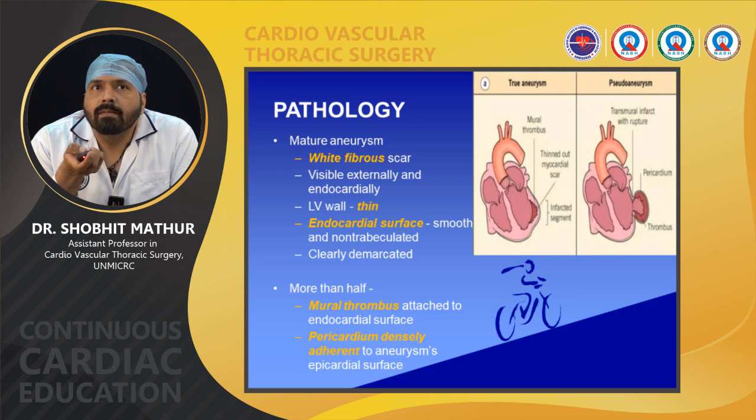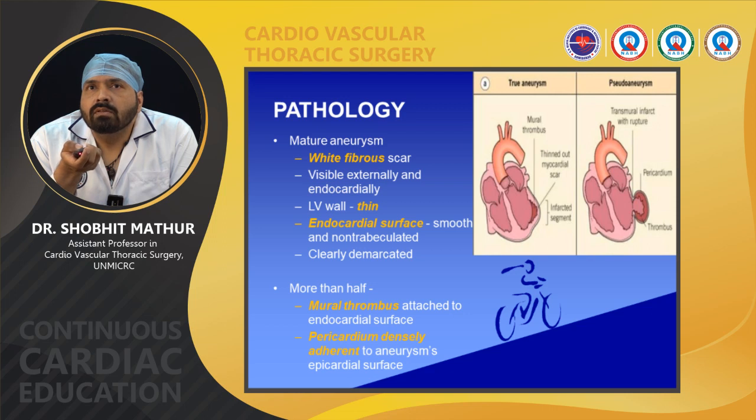More than half of the aneurysms will have a mural thrombus attached to them. Sometimes this thrombus may get organized, it can get calcified, and the pericardium over the surface is densely adherent. That means the pericardium has dense adhesions, and sometimes it is very difficult to do the lysis of these adhesions surgically.